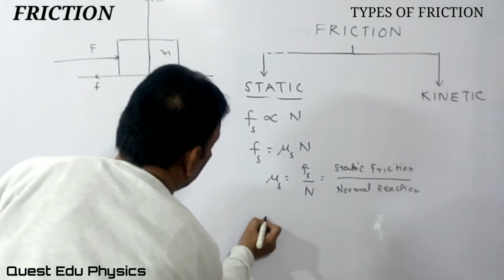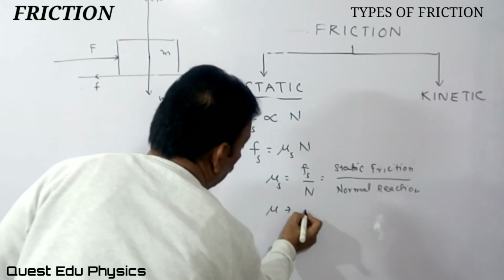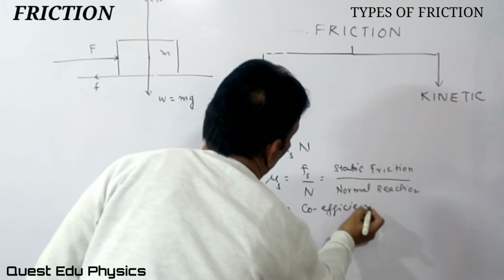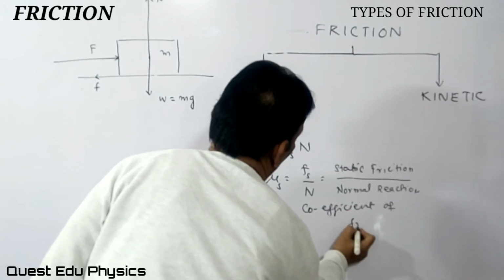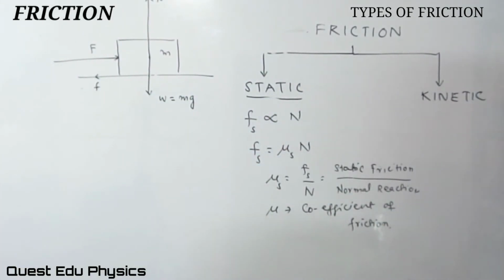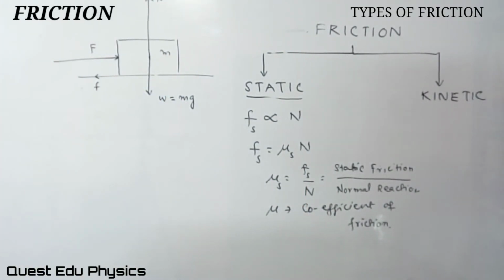Okay, students, mu s is known as the quotient of static friction, and if you write it as mu, it is known as the coefficient of friction. Here mu s = Fs by N. Being a ratio, it doesn't have any units.